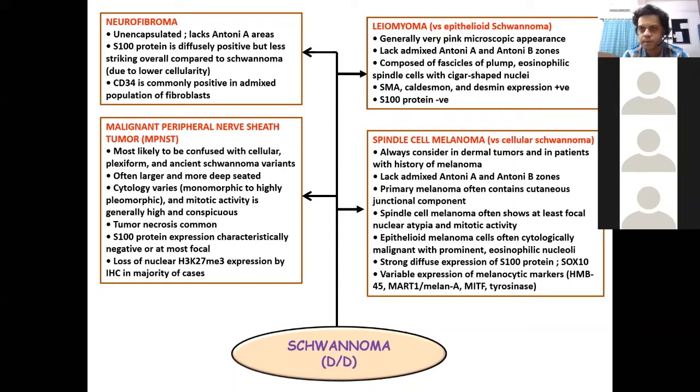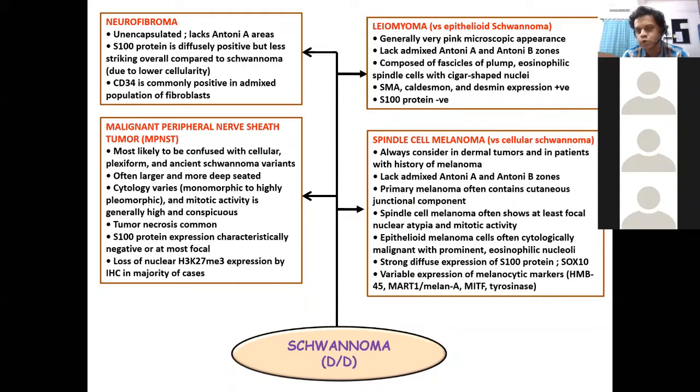especially if it is deep in the skin. If it is very cellular, if there is no Verocay body formation, plus if you have some more amount of atypia compared to what you get in the case of a normal schwannoma, with prominent nucleoli and a bit of mitosis here and there, you will need to start thinking about a spindle cell melanoma, which can almost mimic the same kind of an appearance.